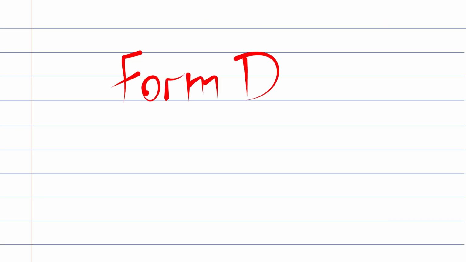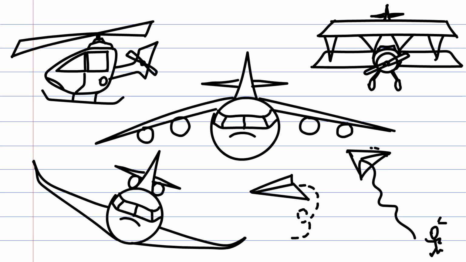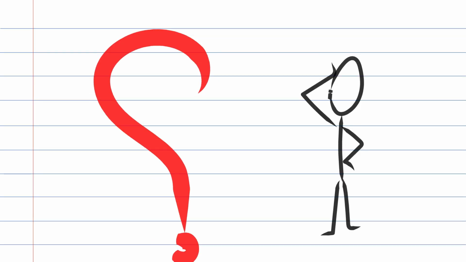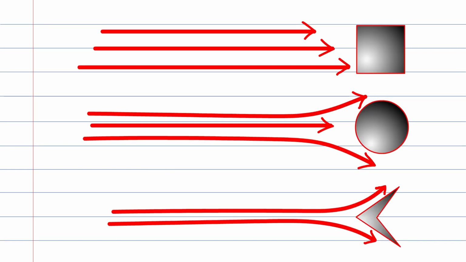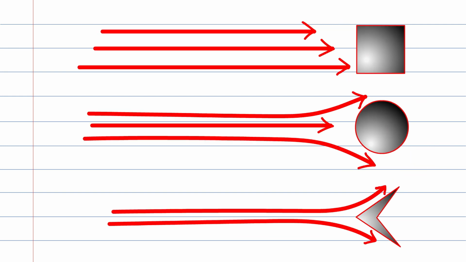Second type of drag that is categorized under parasite drag is form drag. Form drag is the drag that is generated by the shape of the object. So the shape of the airplane makes a difference. For example, a square or circular shape would produce more drag than an arrow shape. Why? Because there is more surface area for the air to push against on the square and circular shapes compared to the arrow shape.